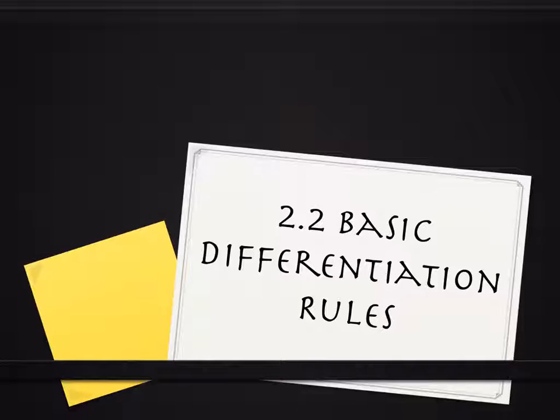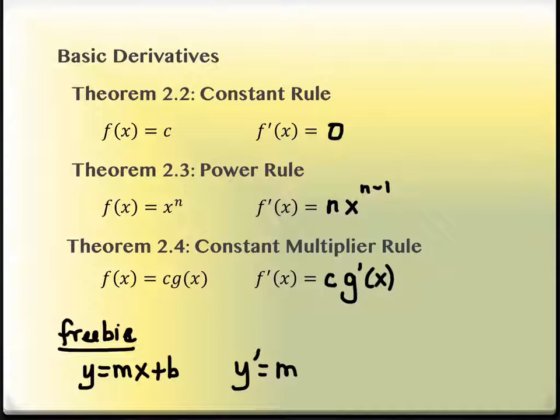All right, we were working in section 2.2 last time. We had encountered several basic derivative rules. Just a real quick run-through reminder of what those rules were. We had the constant rule that says that the derivative of any constant, any number, is 0.